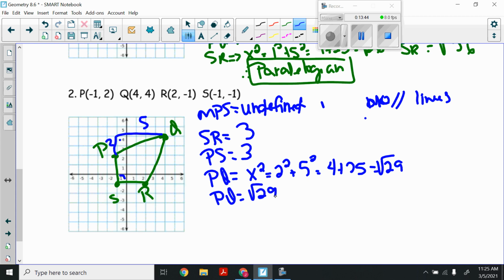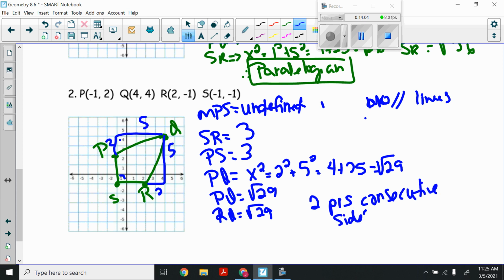Now I want RQ, so down and over 2, 1, 2, 3, 4, 5. So I'm going to get the exact same thing there. RQ is also going to be the square root of 29. So what I have is 2 pairs of consecutive sides congruent. And therefore, my only option is a kite. Okay? So that's our last section, being able to identify the special quadrilaterals that we have.